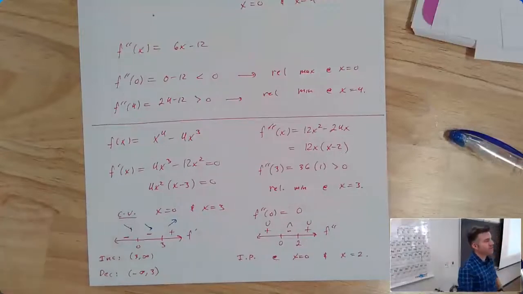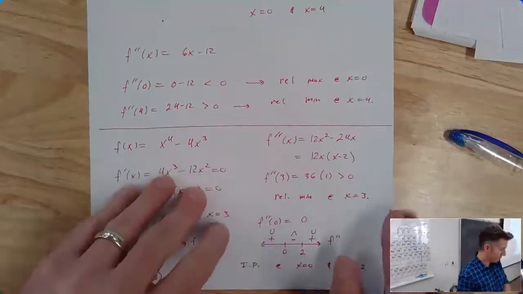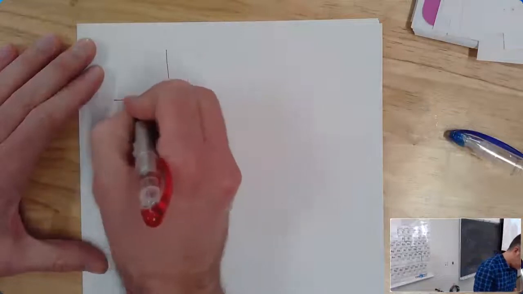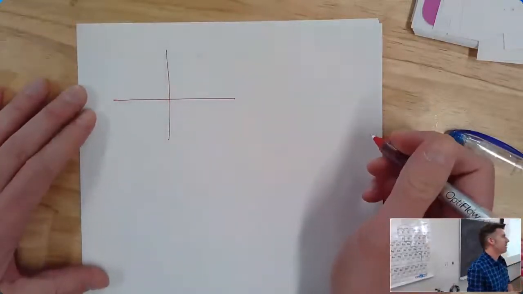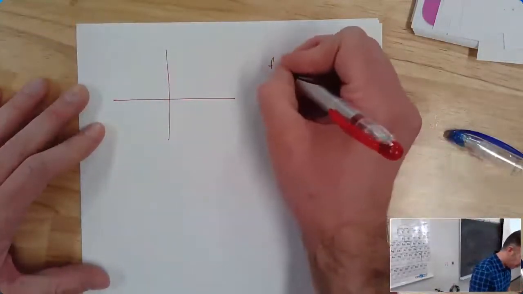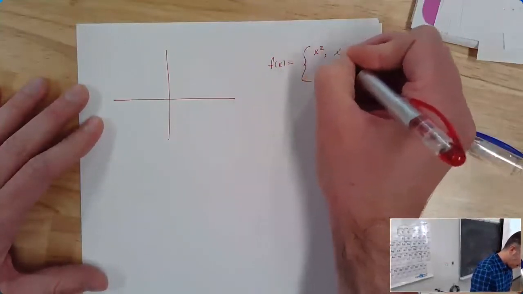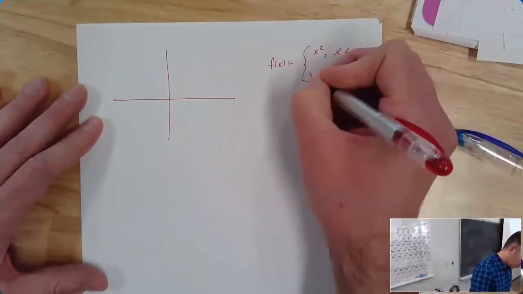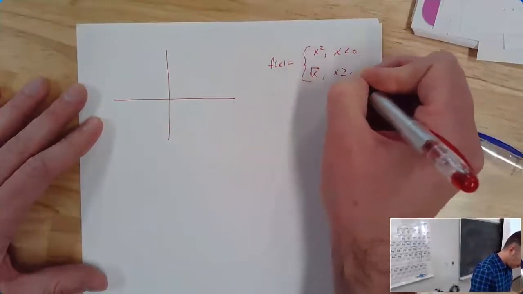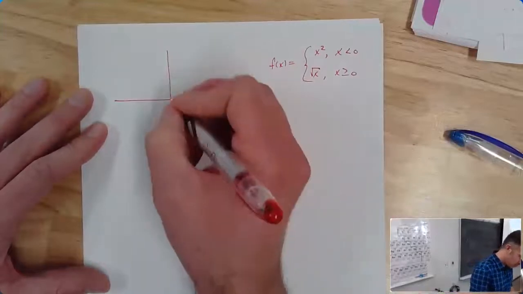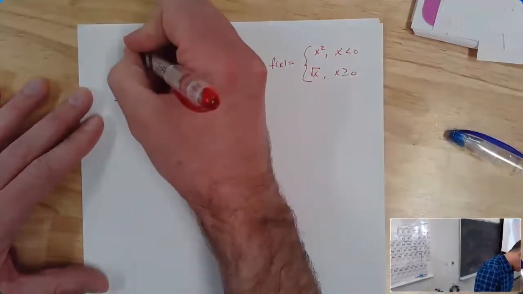At least within, unless you have some weird case. So let me draw you a picture of something that's not an inflection point, just to kind of clarify this. And this is where things get weird. Let's say my graph was f of x equal to x squared when x is less than 0, and the square root of x when x is greater than or equal to 0. So here's my x squared, something like this.